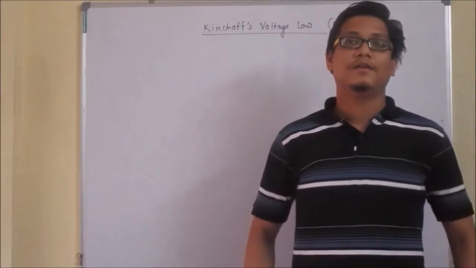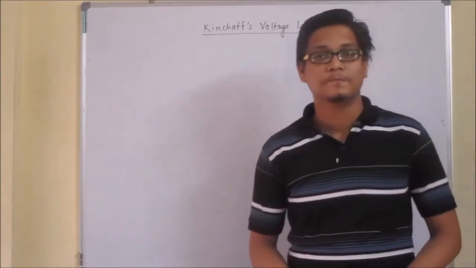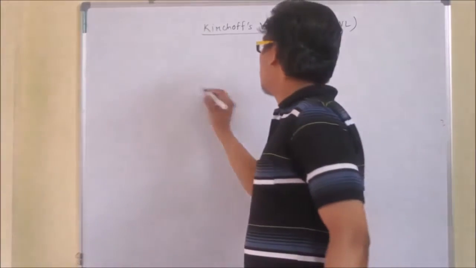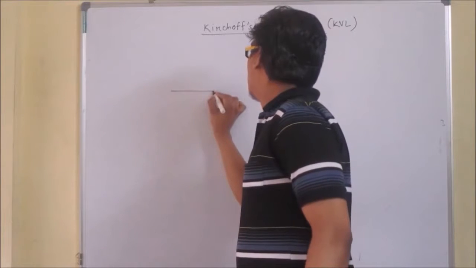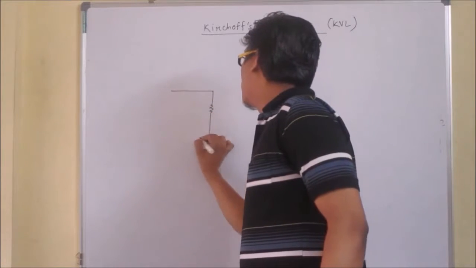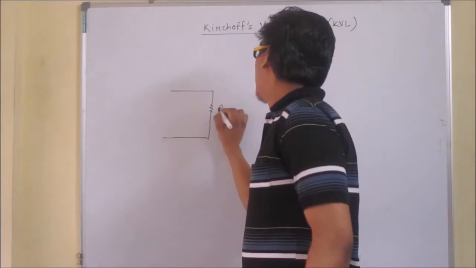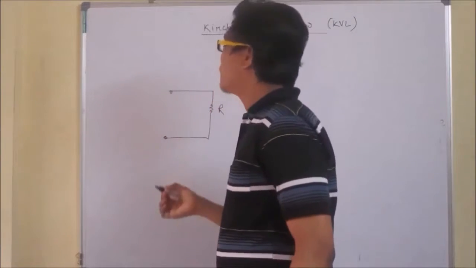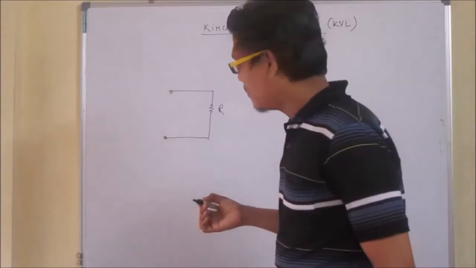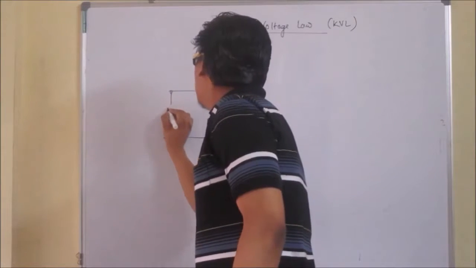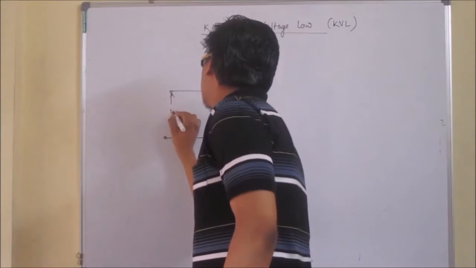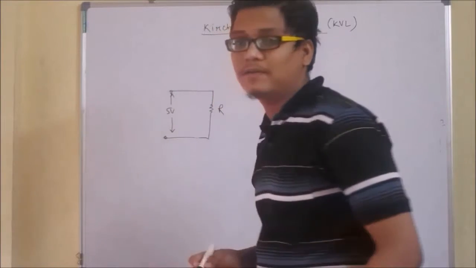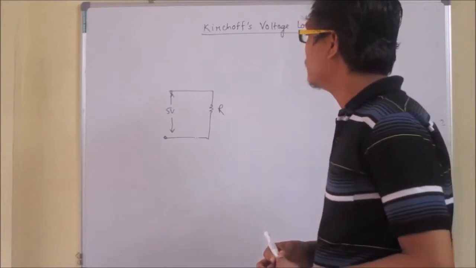We will be considering Kirchhoff's Voltage Law. We will first consider a small circuit. Suppose there is a resistor of value R, and in the open terminals of the resistor we are applying a potential difference V. Suppose 5 volts of potential difference is applied to a resistor R.